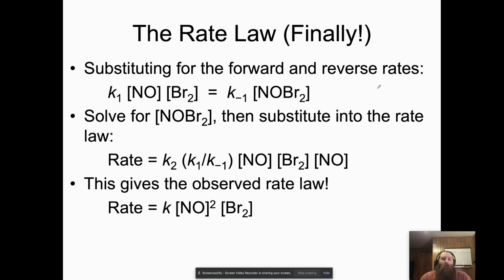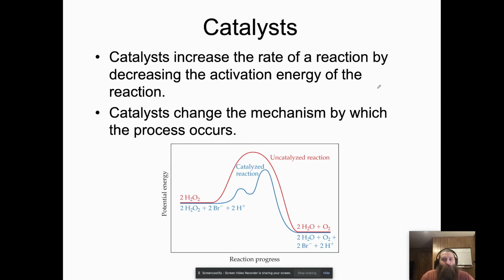And because of that, this tells us these two elementary steps are a much more probable mechanism to explain this reaction than if we were to try to explain it as a termolecular reaction happening in one step. So there's a slow second step and a fast first step. Now, we will see some more of that k sub 1 and k sub negative 1 in the next chapter. But for now, all you need to know is that the forward and reverse rates are equivalent.